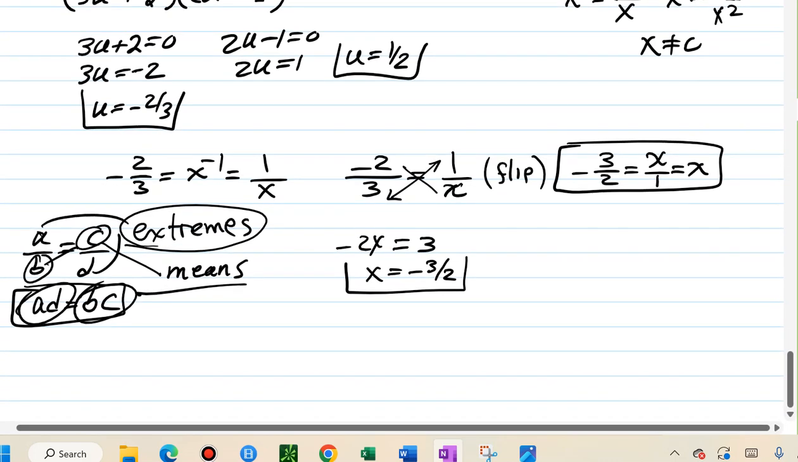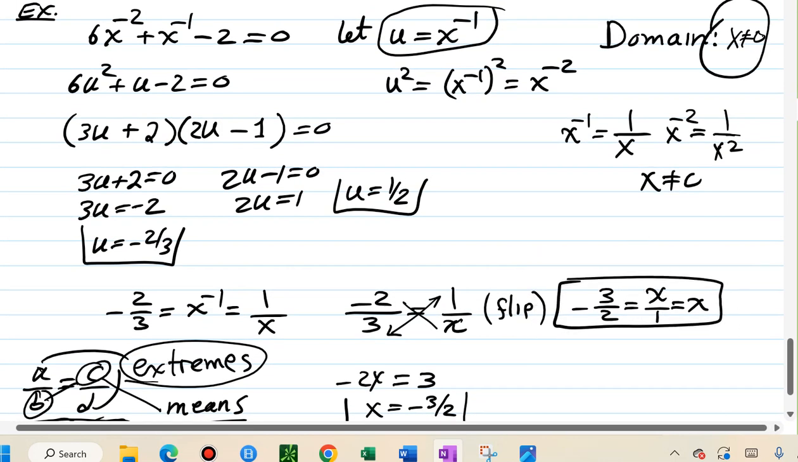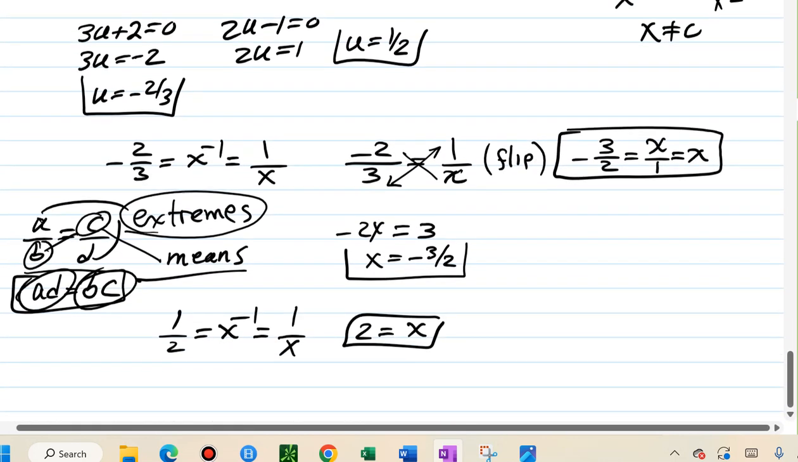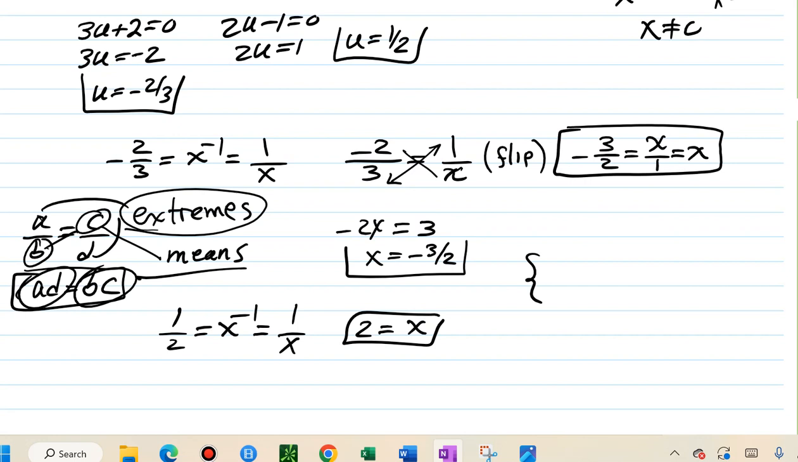So we have one solution there. The other solution comes from a half. 1/2 equals x to negative 1. So 1 over x is half. Flip, 2 equals x. And there you have it. Our domain was as long as we don't have 0. And neither of these answers are 0. So both of them should be a working solution. The solution set is negative 3/2 and 2.